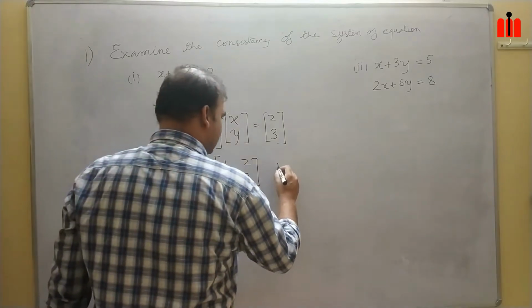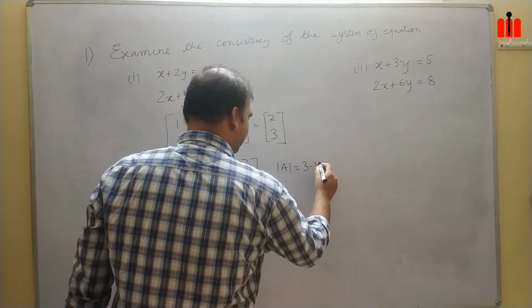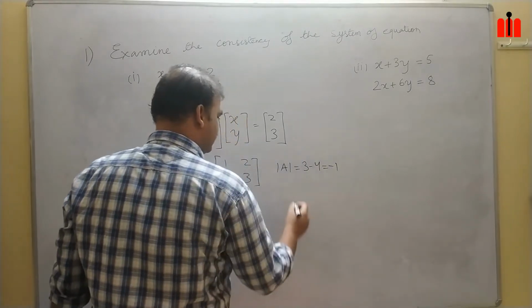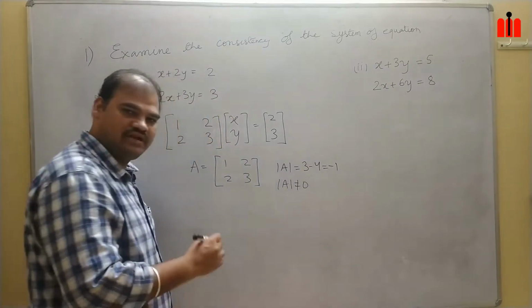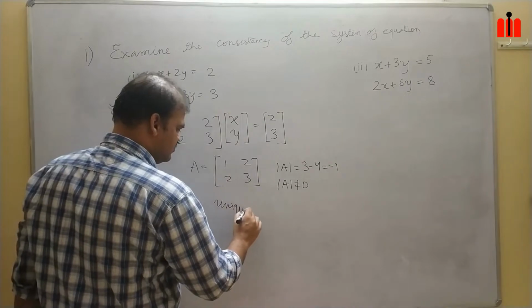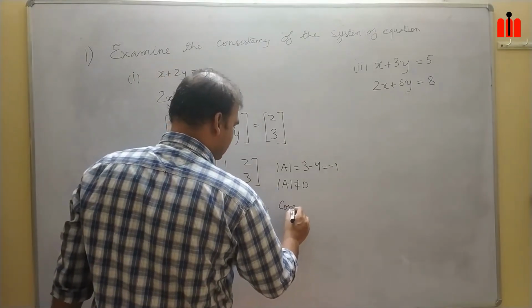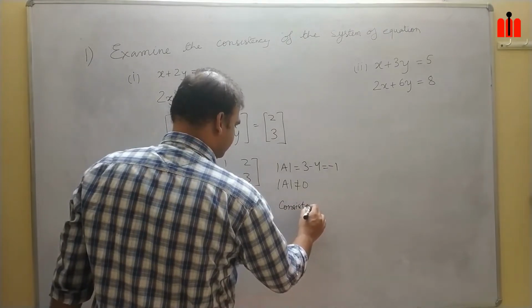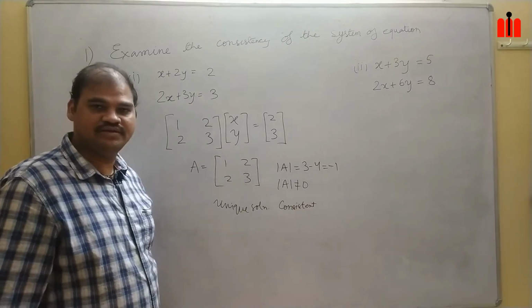Now I will find the determinant of A. So determinant of A is 3 minus 4 equal to minus 1. So determinant of A is not equal to 0. That means it is a unique solution, or we can say consistent.